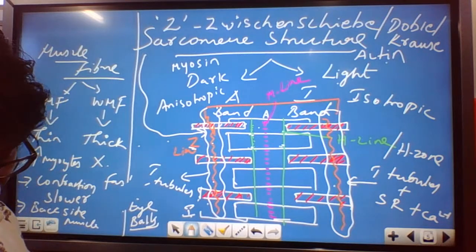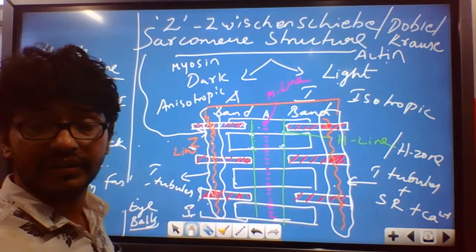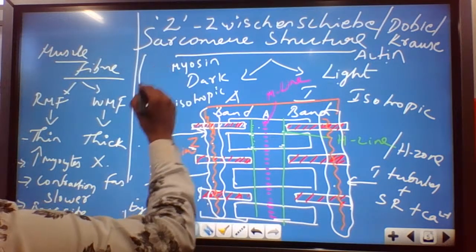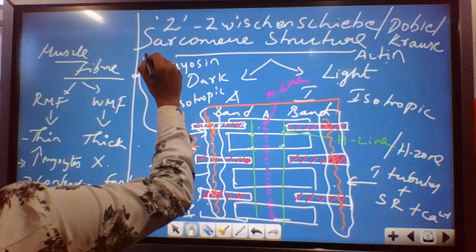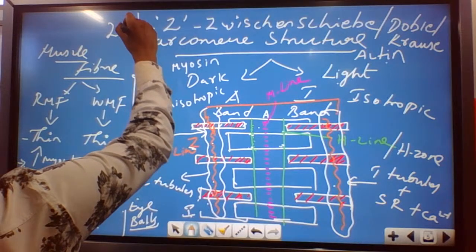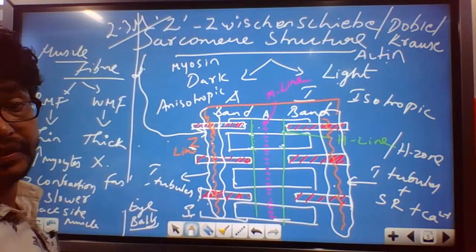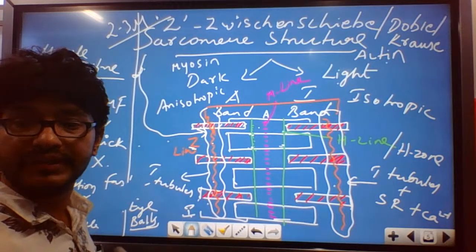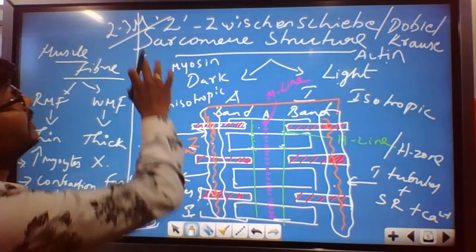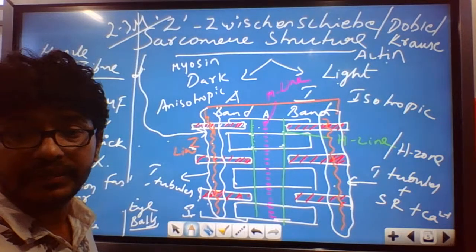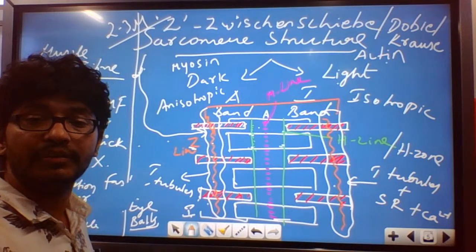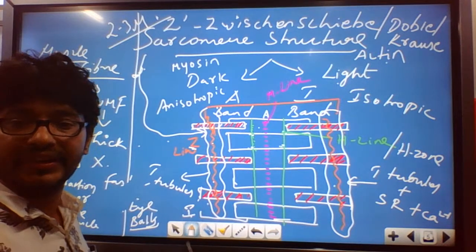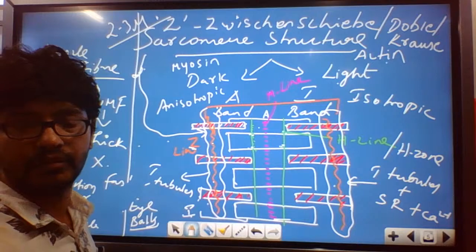Now you can ask me what the size of the sarcomere is. The size of the sarcomere is 2 to 3 microns. Often they ask this question. Sarcoplasmic reticulum and sarcolemma: the sarcolemma is a layer, and the perforations in the layer are called the sarcoplasmic reticulum. Both are not the same.